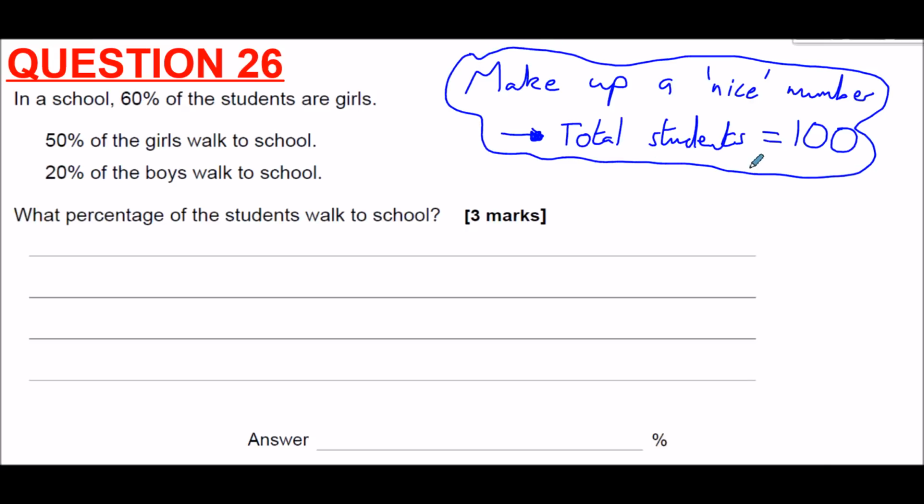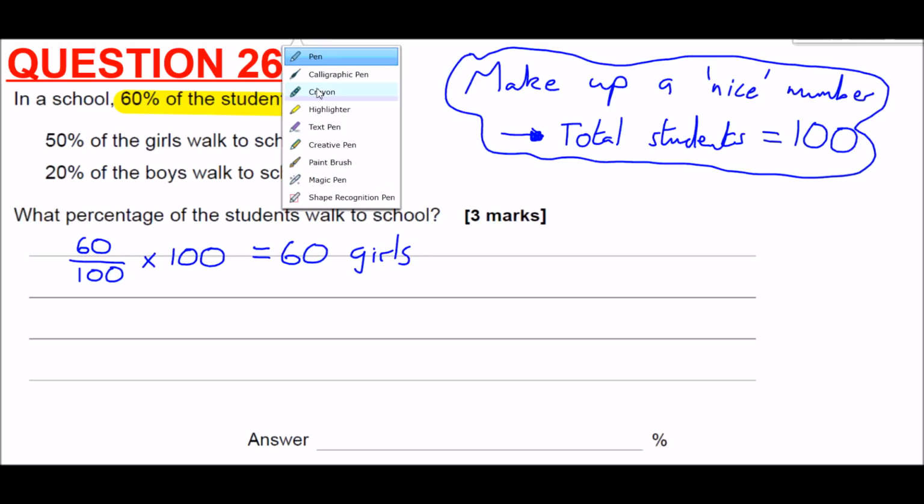In that case, if it says that 60% of the students are girls, then that would mean for our made up number that 60% of 100 students are girls. If we worked this one out, that would mean there's 60 girls in total. So we've got 60 girls.